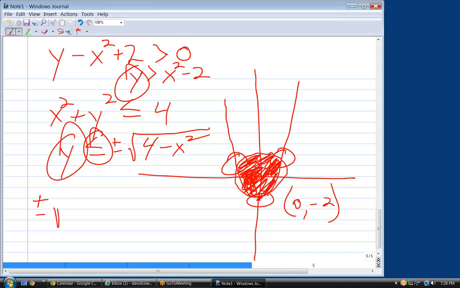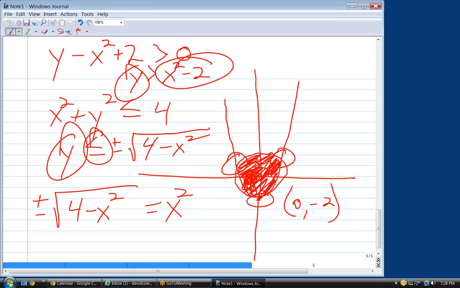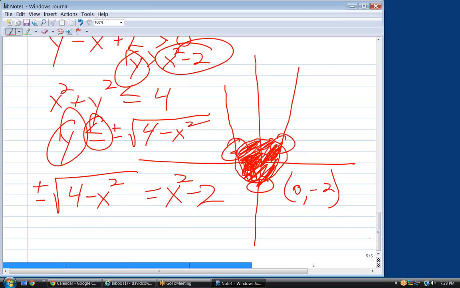So now I've got plus or minus the square root of 4 minus x squared. I'm going to set that equal to this y, which is x squared minus 2. Because at this point, they're equal. And at this point, they're equal. Also equal at this point down there. And in fact, if you were to shift this parabola down one more notch, you would have 4 points of intersection. Well, let's see if we can solve for the x values based on what we have here.